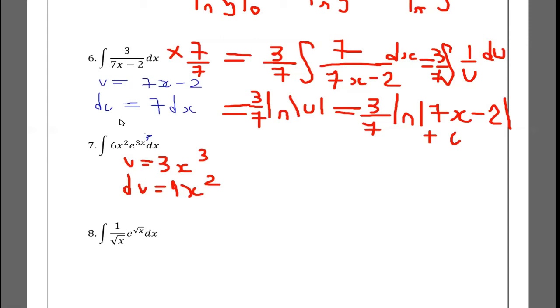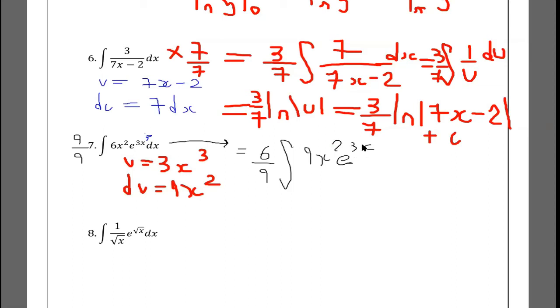So if we multiply this by 9 over 9, I'm going to bring an arrow out here to say this will be equal to, if I multiply this by 9 over 9, I can factor out the 6 to put 6 over 9 times the integral of 9x squared e to the 3x cubed.